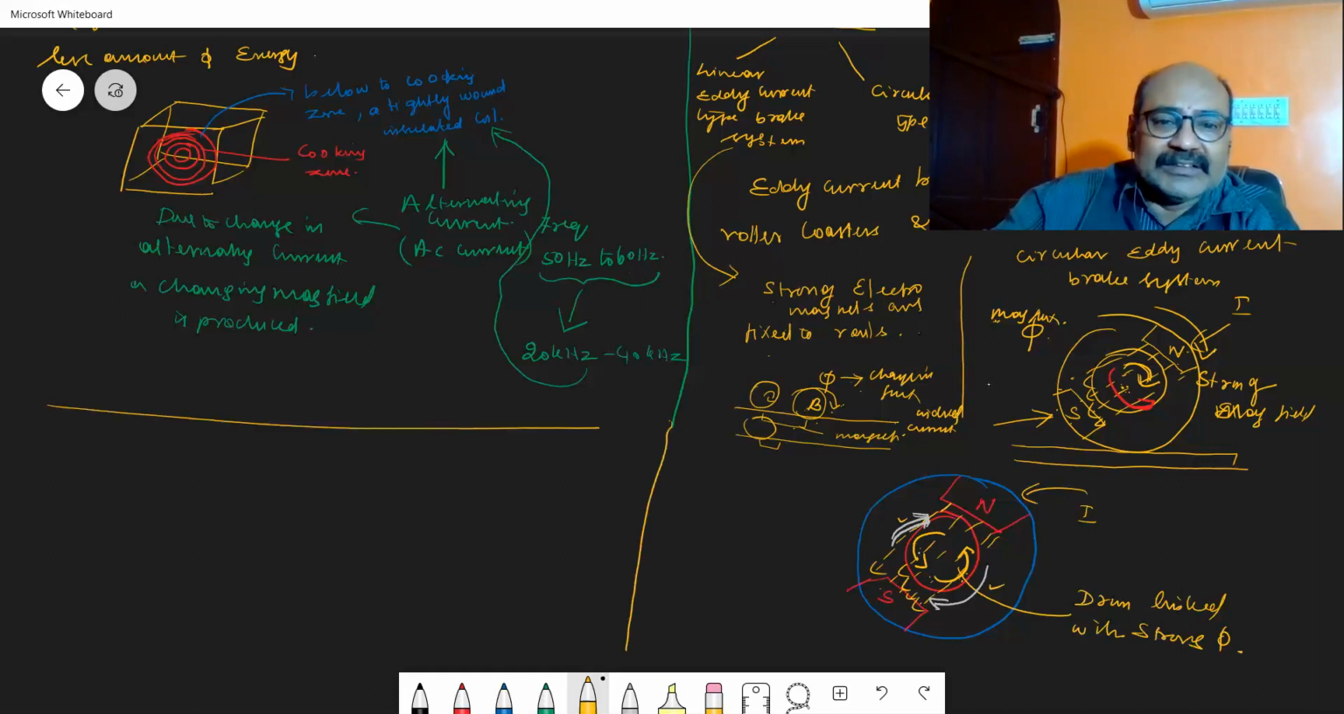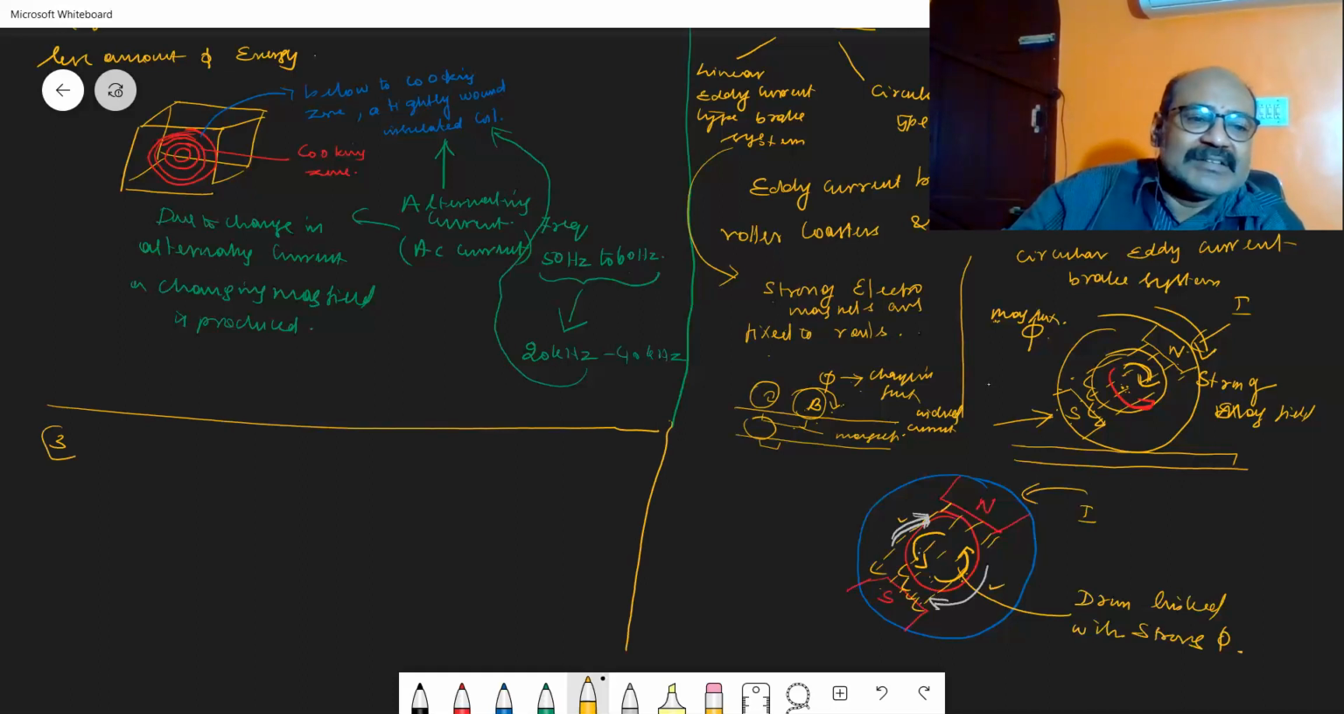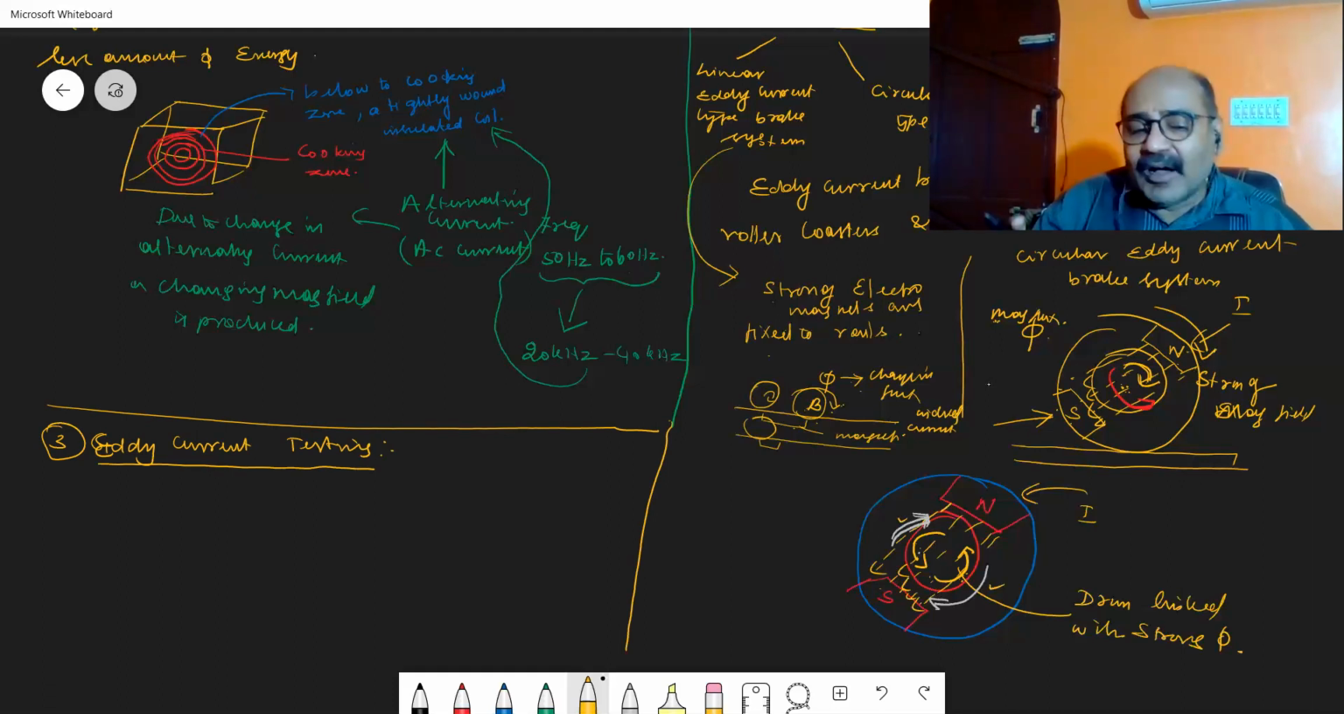Okay, let us go for the third application. What is the third application? The third application is eddy current testing. What do you mean by eddy current testing? You can test with the help of eddy currents whether there is any flaw or air bubble present inside a specimen. So let us consider a specimen, any specimen in which eddy currents can be induced.